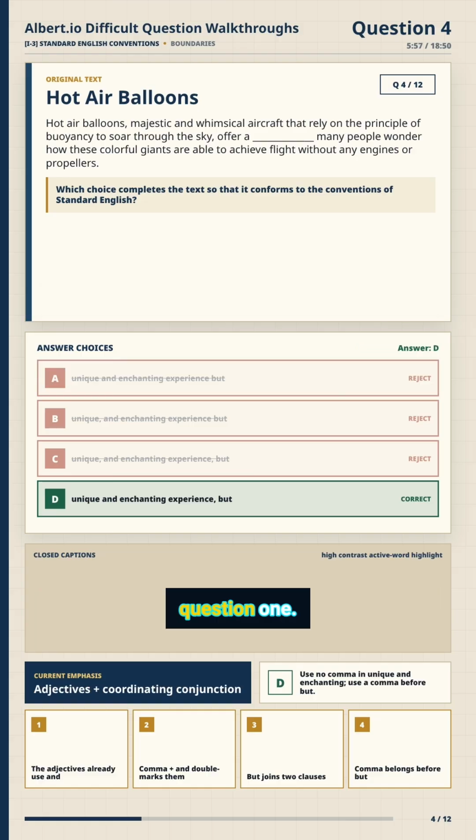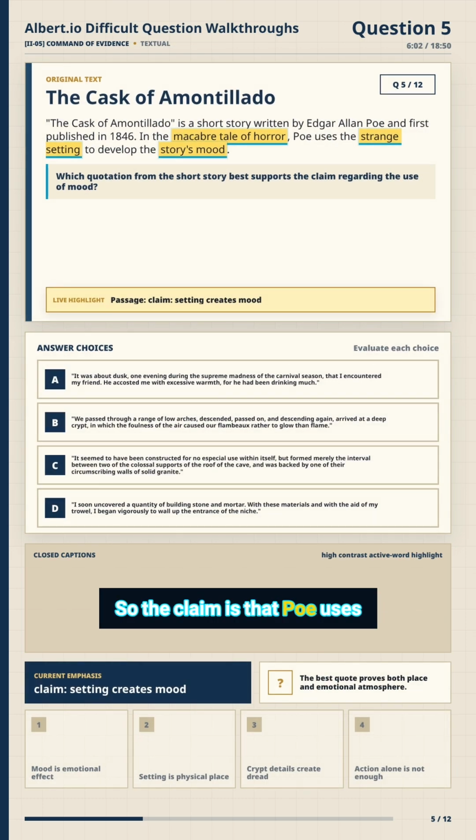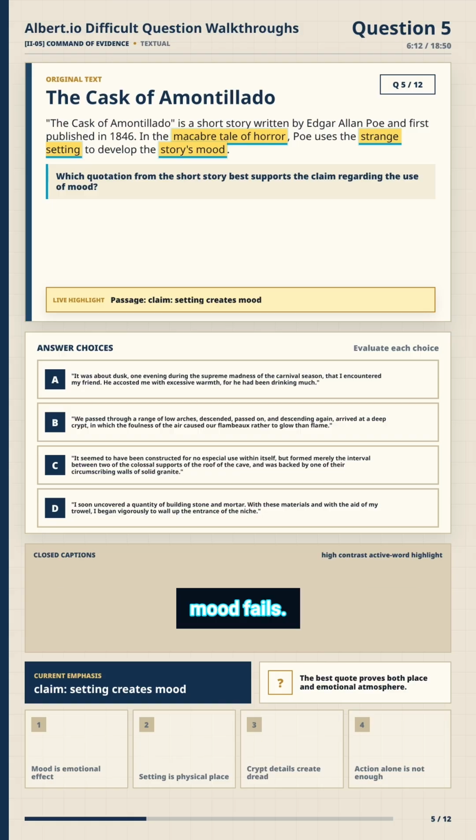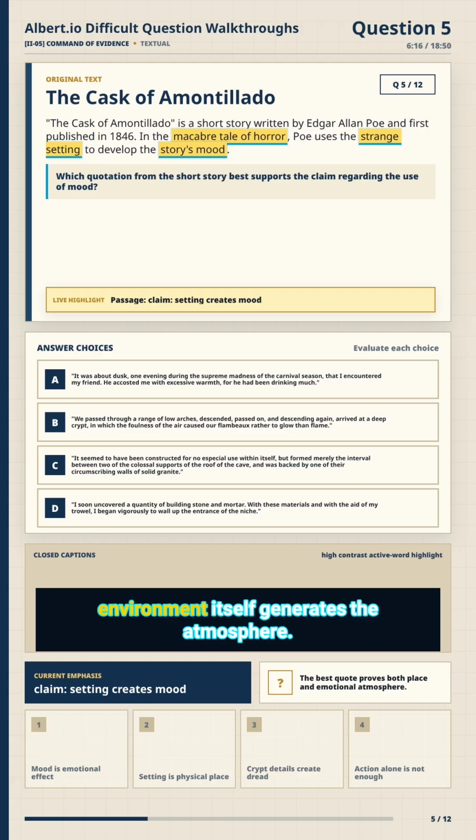Command of evidence, question 1. So the claim is that Poe uses the strange setting to develop the story's mood. This is a two-part claim, and the correct quotation must demonstrate both parts simultaneously. A quote that shows the setting without mood fails. A quote that shows mood without setting also fails. We need a quote where the physical environment itself generates the atmosphere.